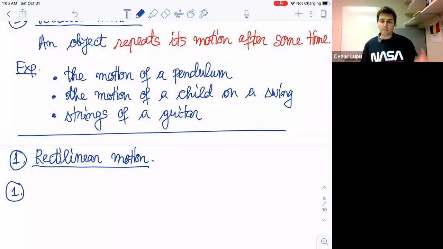Now we'll have several instances here. We would like to talk about the position of an object on a line. Then we would like to talk about the velocity of that object. Then we talk about the acceleration of that object, and then we talk about the speed. So we have four things to talk about.